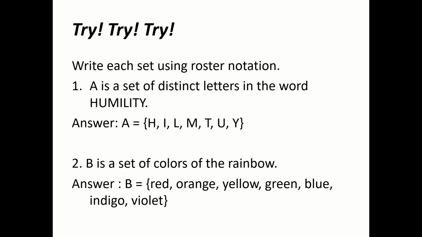So each member is separated by a comma, enclosed with the braces. And then, by the way, how do we read this? We say set A, for example, set A containing the elements H, I, L, M, T, U, and Y. For the second one, set B containing the elements red, orange, yellow, green, blue, indigo, violet.